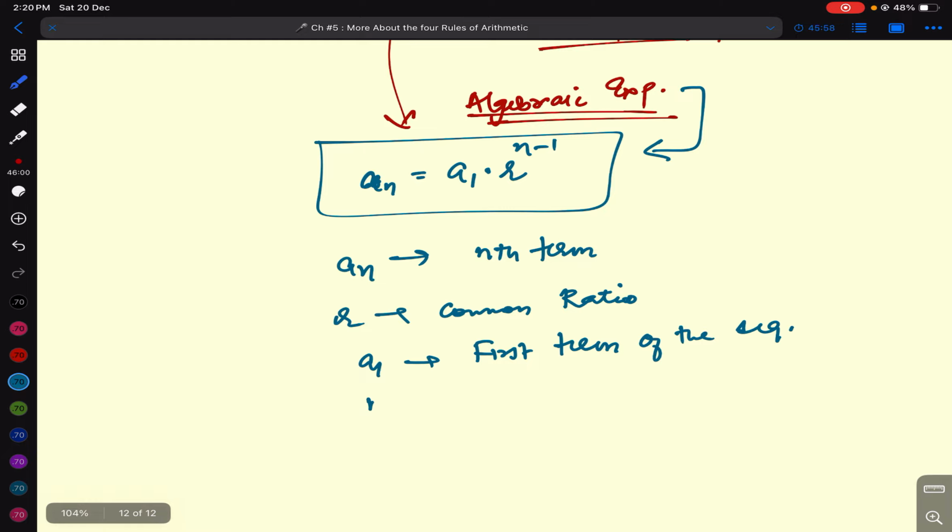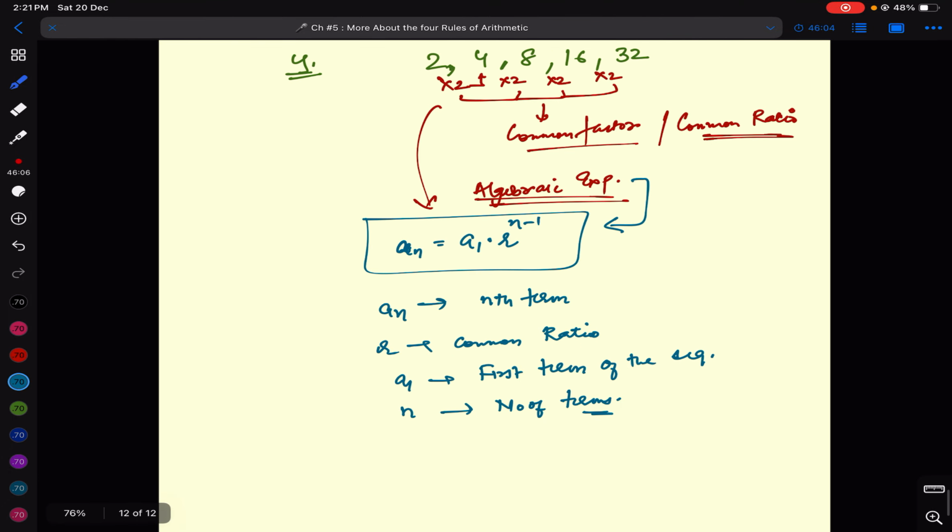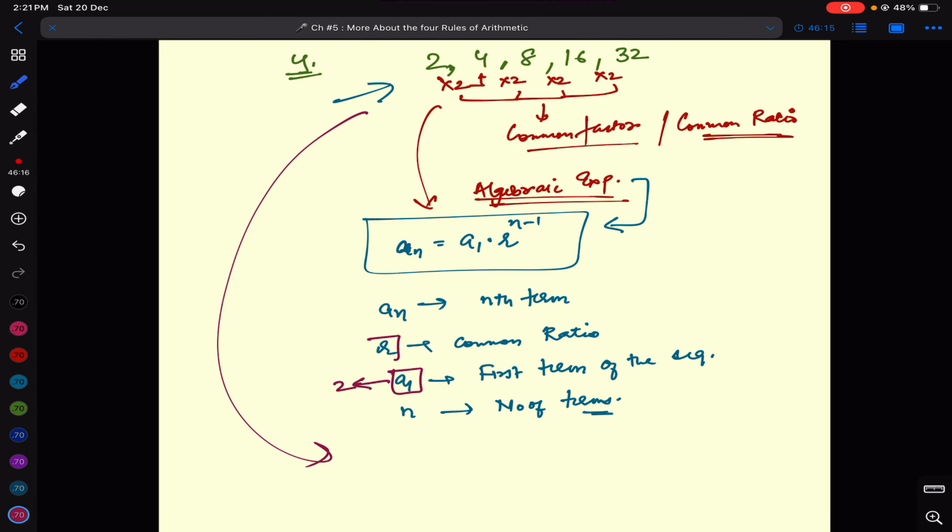Okay, and what is n? N is your number of terms. Now here, if you go to the sequence above, what is a1? From here we can say that a1 is 2. What is r? R is again 2, the common ratio, right? What is an? What is the last term here? 32. What is n? How many terms do we have? 5.